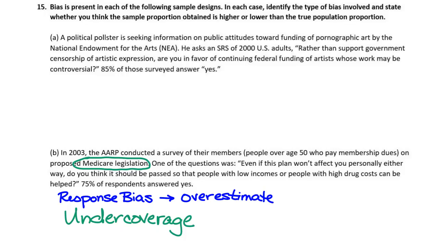Who did AARP ask? They asked anybody that's over 50 who pays membership dues. If you have money to be paying membership dues, are you really pinched for cash on your drug costs? No. If you can't afford membership dues, would you maybe be more likely to say yes to this one because you can't afford other things due to your medication costs? So I think if you look at this like under coverage, we might be getting an underestimate here.